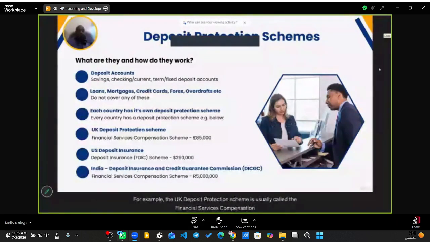For example, the UK deposit protection scheme is usually called the Financial Services Compensation Scheme, and the maximum limit per account is about £85,000. So if you have more than £85,000 in an account and something goes wrong and you can't access your account, you are probably not going to be protected for more than that. But the scheme covers, because usually most banks, if not all the banks, are paying to the scheme or get the insurance from the scheme, so you can recover at least £85,000 back.